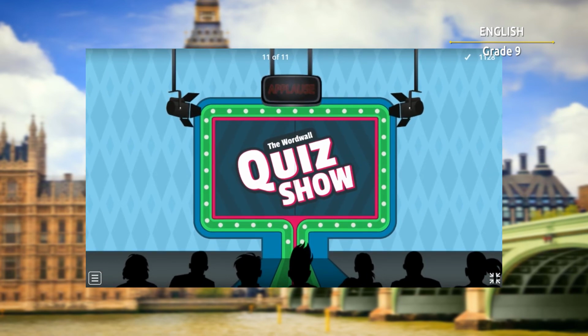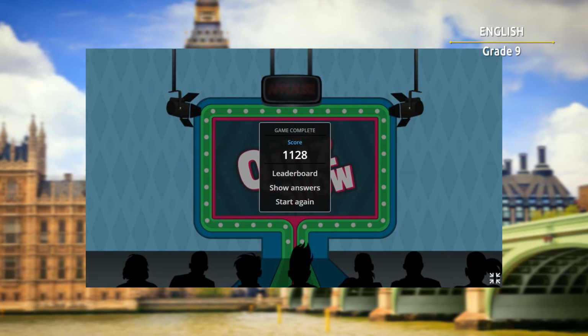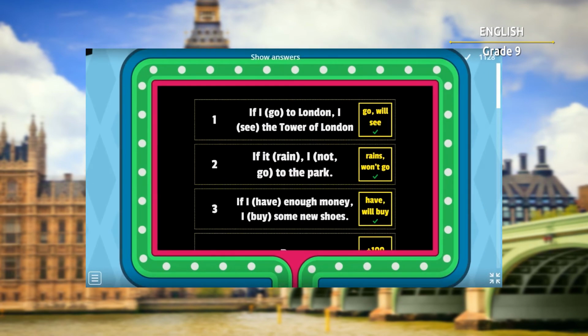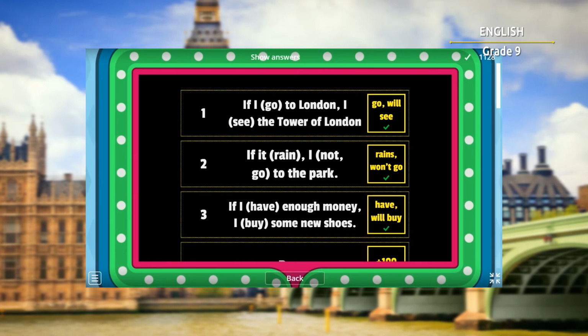Our score for this game is 1,128 points. Thank you very much. Now we can see the answers. For number 1, if I go to London, I will see the Tower of London. Number 2, if it rains, I won't go to the park. Number 3, if I have enough money, I will buy some new shoes.